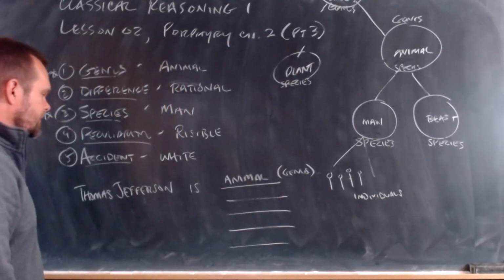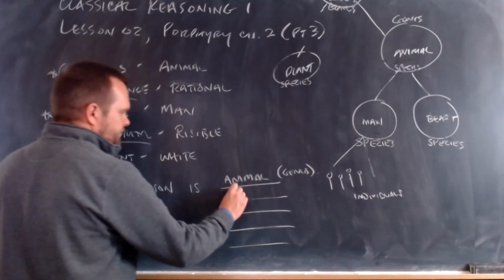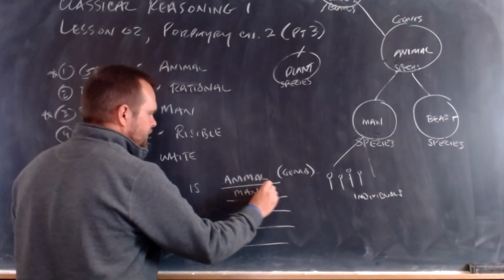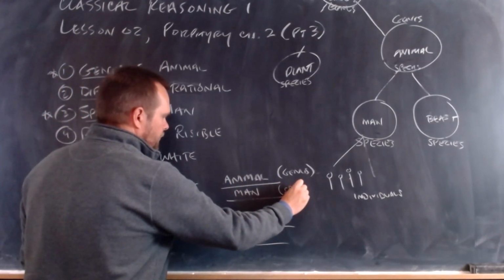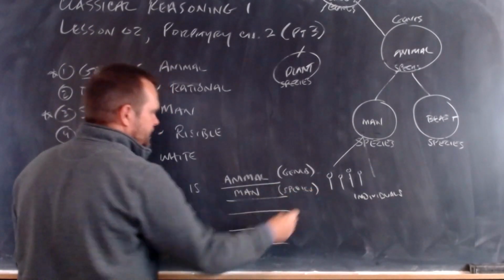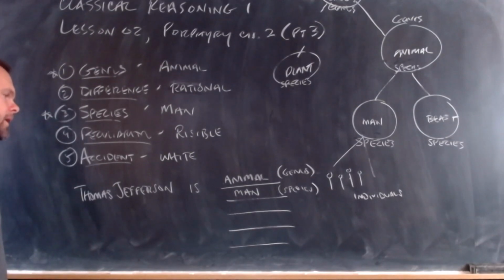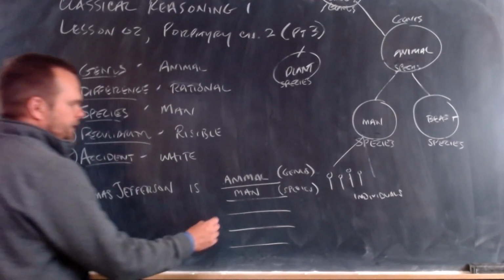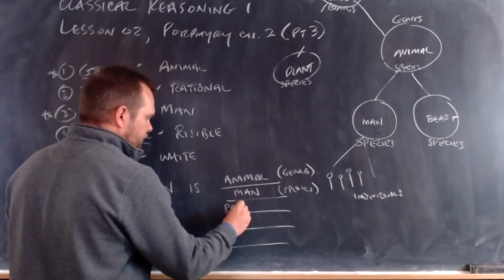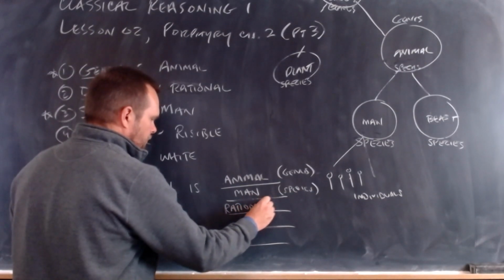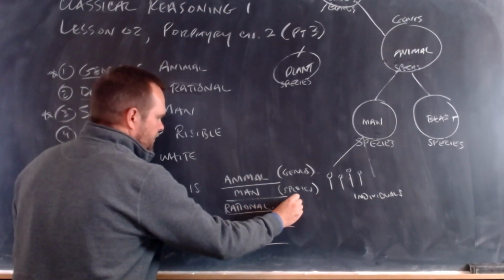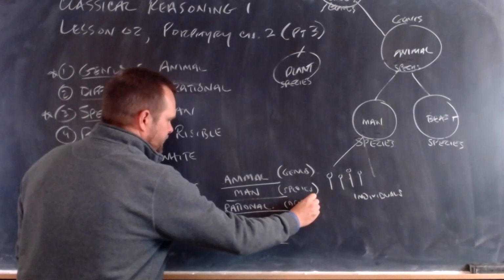You could say Thomas Jefferson is a man, and that would identify or name his species. You could say that Thomas Jefferson is a rational animal. You could say he's rational. And that's the difference. And I'll show you what difference means.